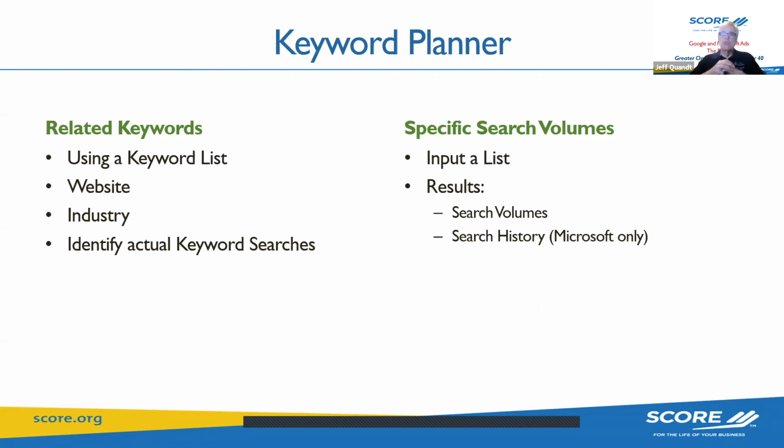Google, on the other hand, gives you ranges, but that's still very helpful because if you've got a range that's 0 to 100 versus 1,000 to 10,000, you know the value of those particular keywords. You can input a list, so you can actually add the list into the tool to actually give you those particular results. And like I said, you can get the search volumes on an average monthly basis, and then the search history over the last 12 months, Microsoft only, unless you're spending a lot of money with Google.